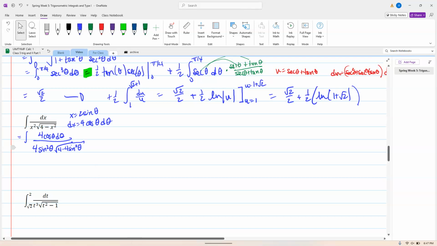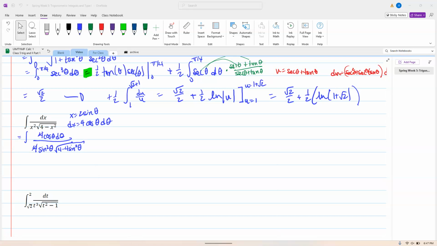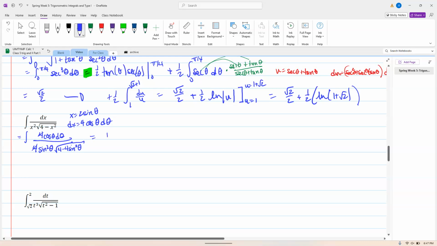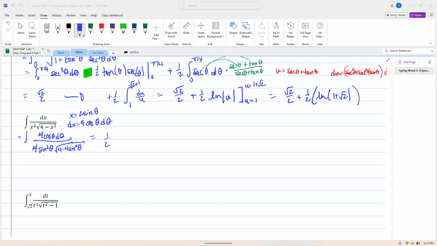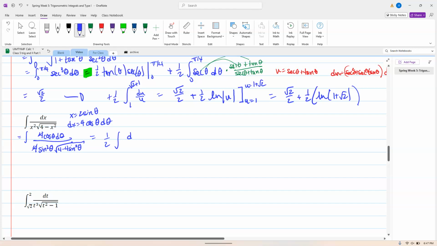Okay, so then those 4's are going to reduce. This under here is going to be a 2. So I'm going to have 1/2 pulled out in front, and then 1 minus sine squared is cosine squared. Square root of that is cosine. So then I end up with integral d theta over sine squared of theta.